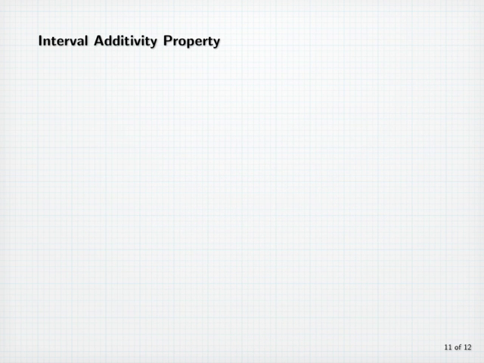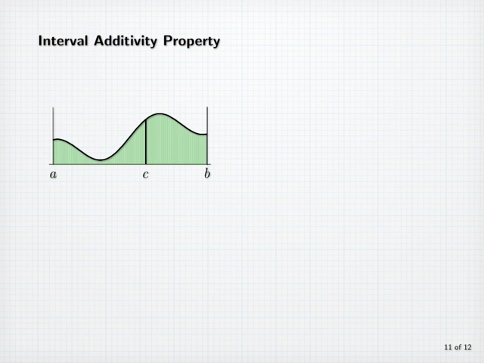The interval additivity property. Consider the function whose graph is shown here. Note that c is a number between a and b. If we calculate the integral of this function from a to c, and then add to that the integral from c to b, we'll have exactly the same thing as if we integrate from a to b. This essentially is the interval additivity property.